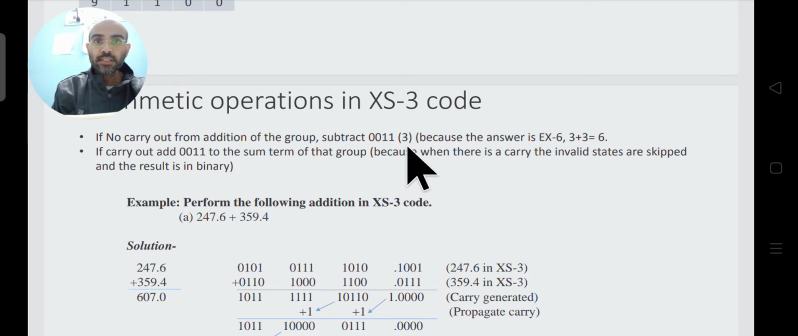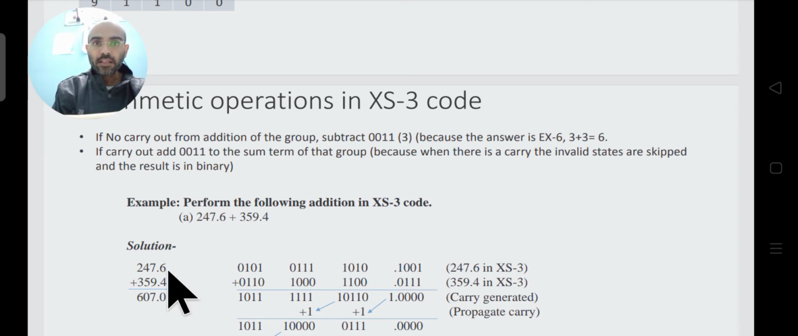And what is the reason to subtract 3? Because this number is 3 more, as it is excess 3, so BCD plus 3, and this number is also 3 more. So you want the number in excess 3. If you add two numbers, both of which are in excess of 3, the total answer will be in excess by 6. And if you want the answer in excess 3, then you have to subtract 3. So if you subtract 3, you will get the answer in excess 3.